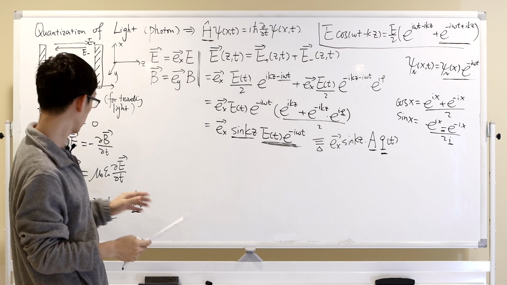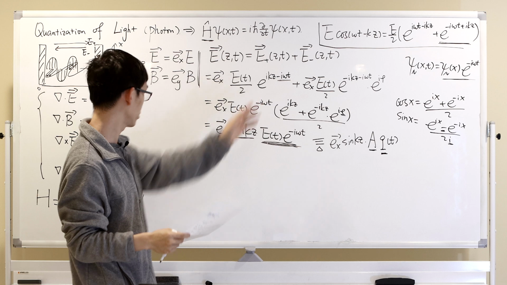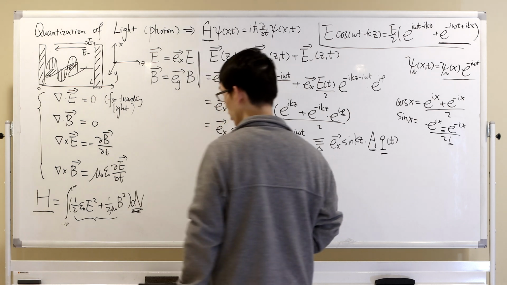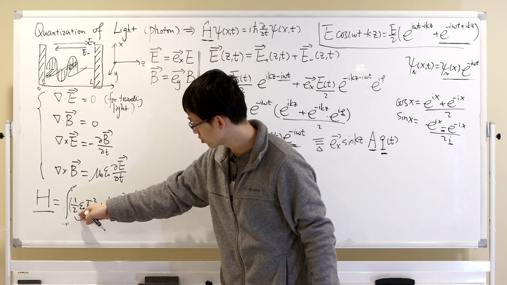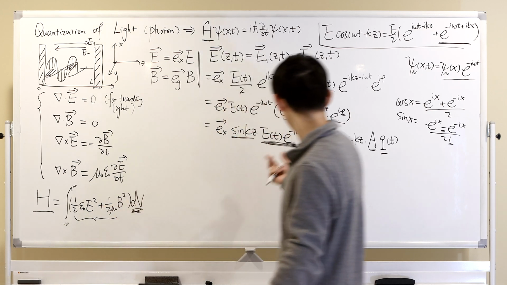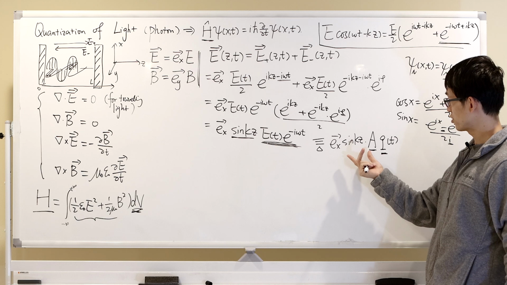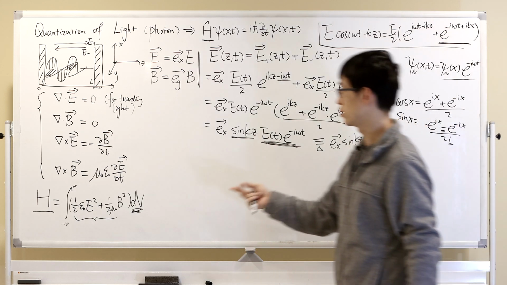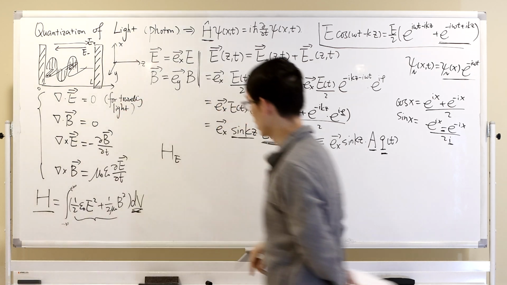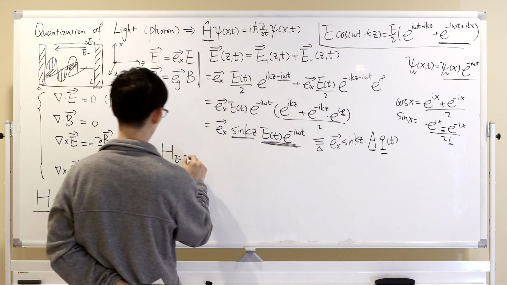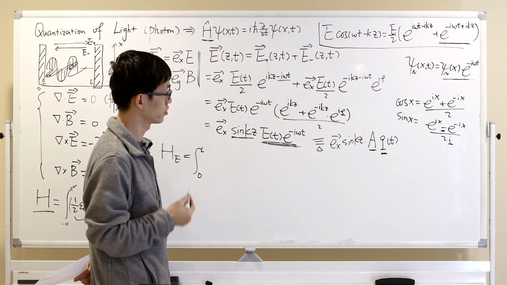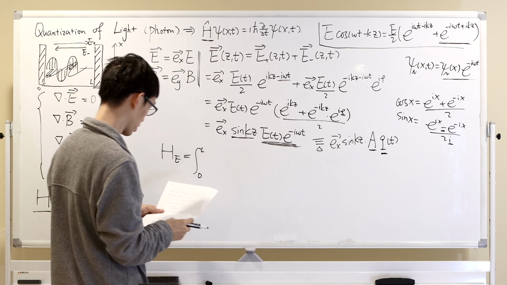Then what we can do next is, all the things we do is just to try to calculate the Hamiltonian, to calculate the energy. Half of the energy is coming from the electrical field, so we can use this expression and do this calculation. We say the energy of your electrical field, H_e, equals the integration from 0 to L, because these are perfect mirrors and the light cannot escape.